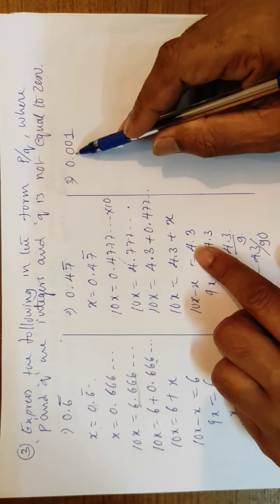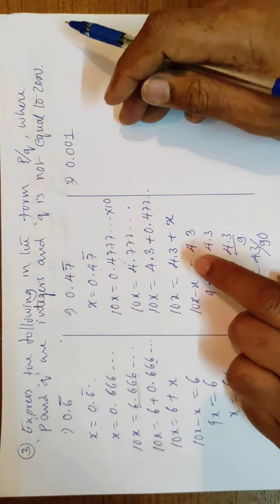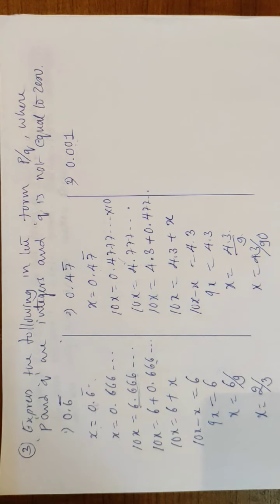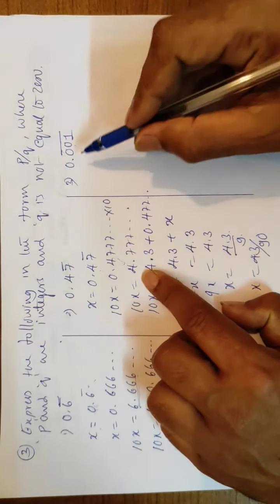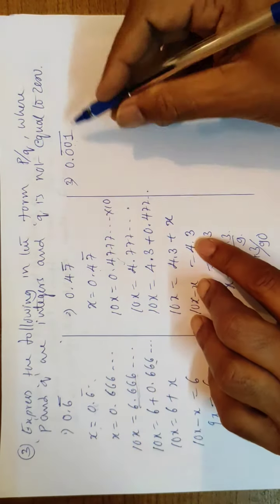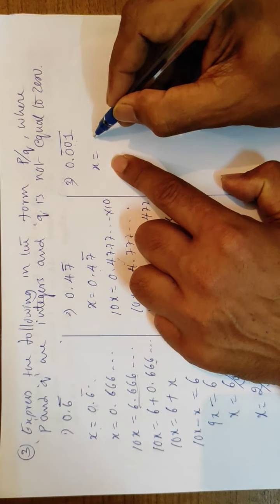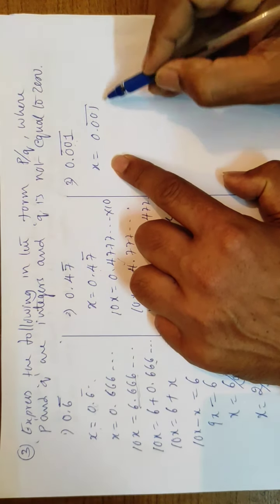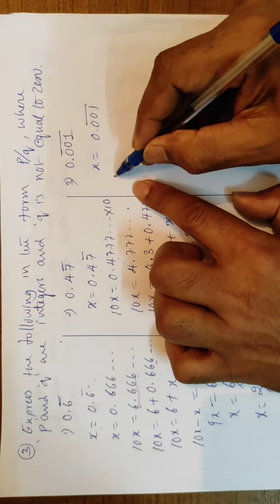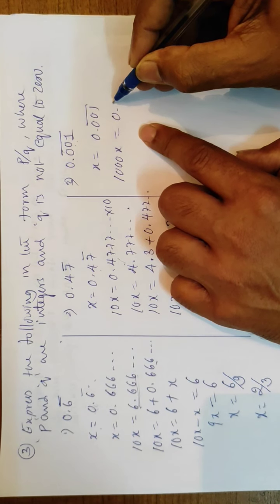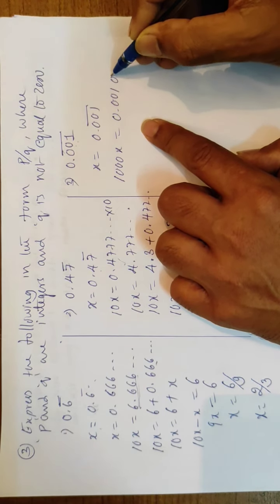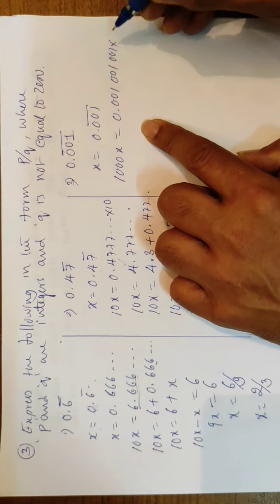Here, this one, 0.001001... Here, the repeating block has 3 digits. First, write x equals 0.001001... The repeating block has 3 digits, so I multiply this by 1000. 1000x equals 0.001001001... into 1000.